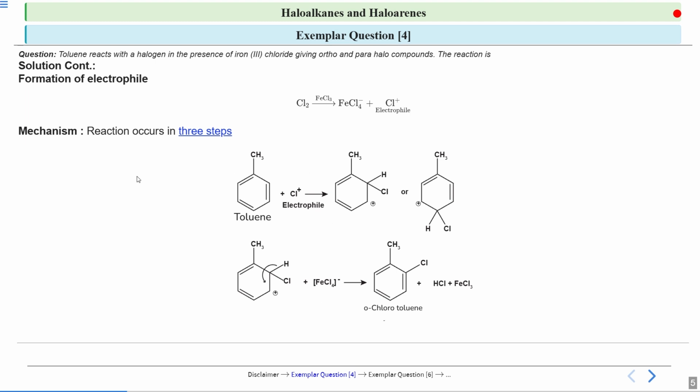So this reaction occurs in three major steps: the formation of the electrophile, the attack of the electrophile on the toluene molecule, and then the stabilization of this carbocation after the reaction with FeCl4 negative, giving us the ortho and para substituted major compounds. So these are the three major steps, and this reaction happens via an electrophilic substitution reaction.